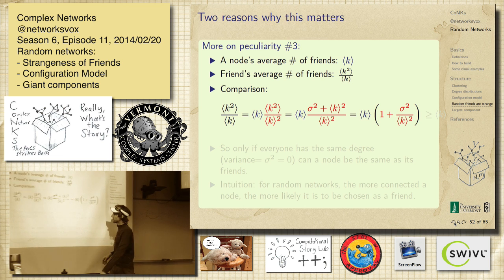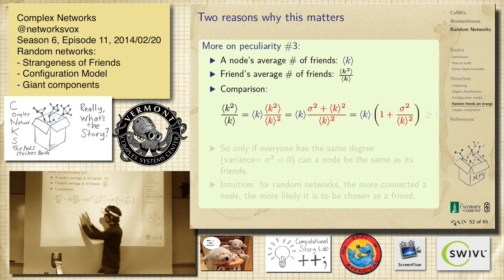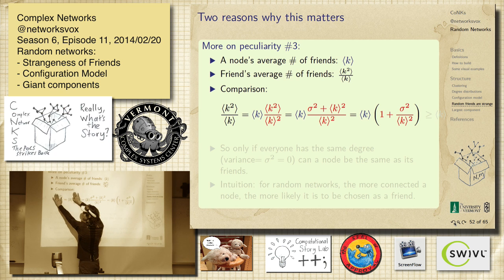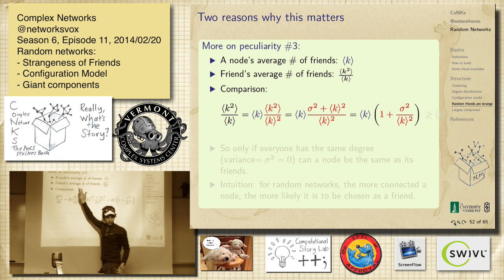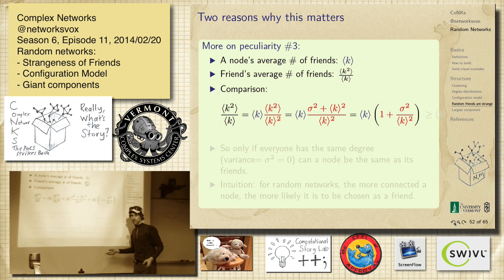The reason for doing this little bit of maneuvering is that we want to compare it to this, our friends' average number of friends. We want to compare it to ours. So we pull out an average degree, we'll just put it there, and then we want to see what this guy's like. Is this always greater than 1? Or is it possible it could be less than 1?